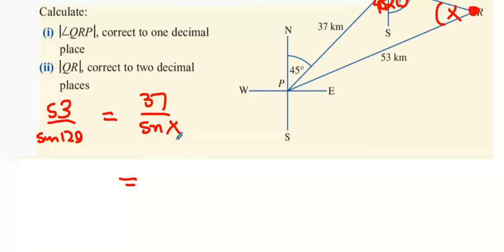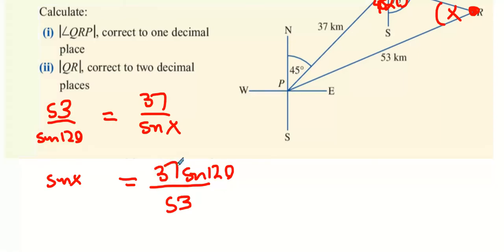Sin inverse. Okay. Now, bottom right goes to top left. Division on the right is multiplication on the left. 53, which is multiplication on the left, will be division on the right. Sine 120, which is division on the left, will be multiplication on the right. And your 37 stays where it was. It was multiplication on the right, and it's still multiplication on the right.